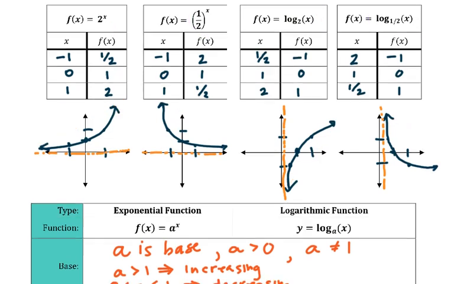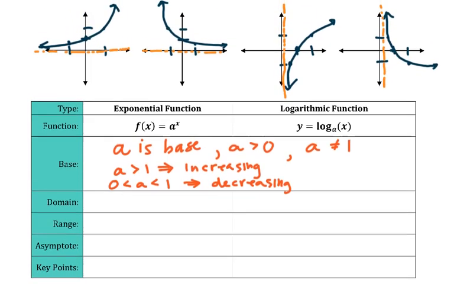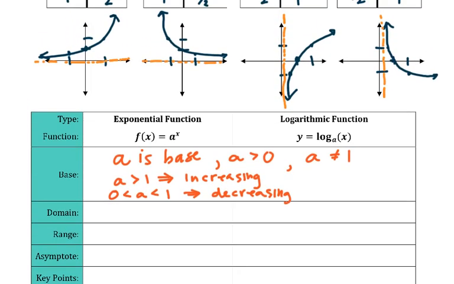All right, so the domain in each of these situations. So for both of our exponential graphs, graphs 1 and 2, the domain is all real numbers, and the range is 0 to infinity. And notice I'm not using a bracket at 0 because we can't touch 0. There's a horizontal asymptote there.